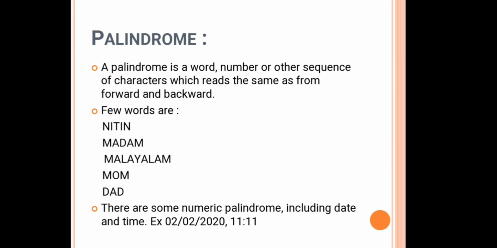And if we take a numeric palindrome, like a date and time, see, I wrote one example over there, 02022020. If I read it from the last, it is the same, 02022020. And the same applies to timing also. Maybe you are getting what I want to say.